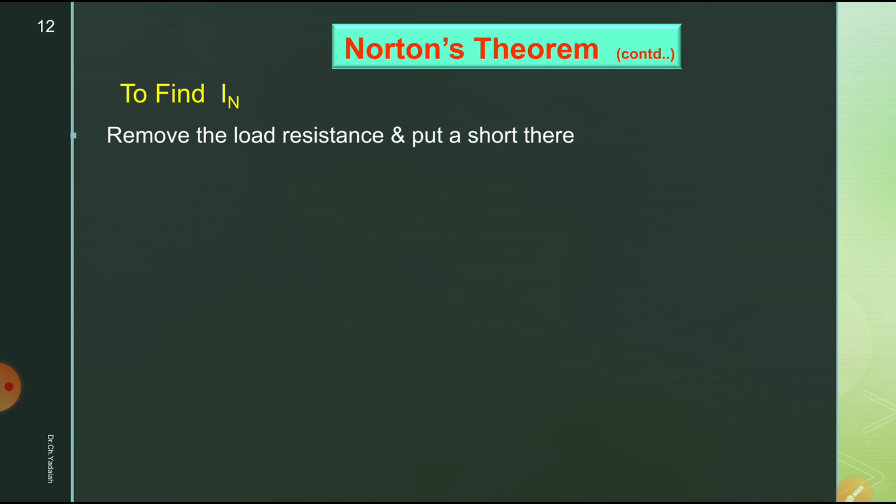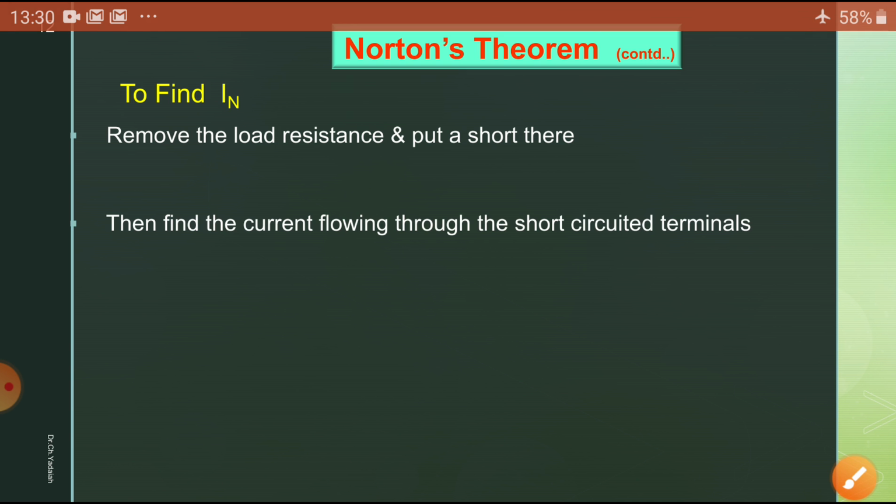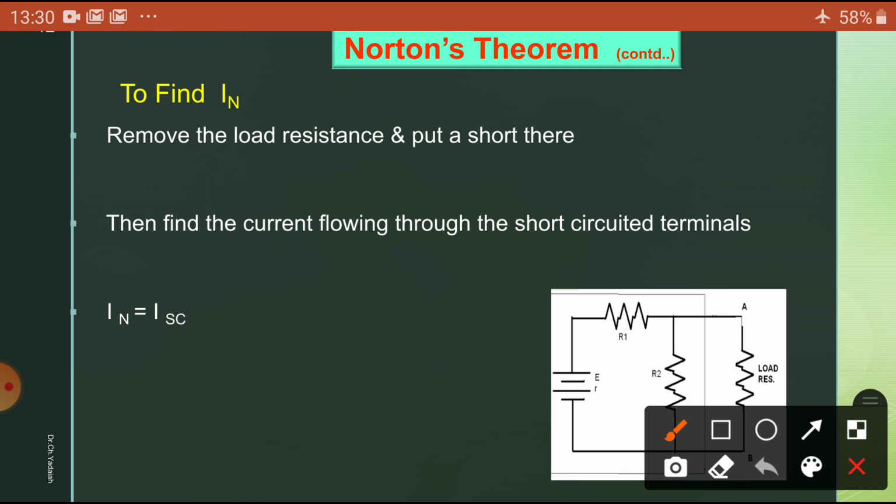Now to find the Norton's current, I want to know the current here. What is the procedure? First, you can see there is one circuit given. For example, this circuit is given.